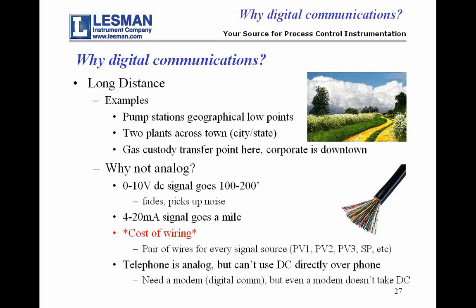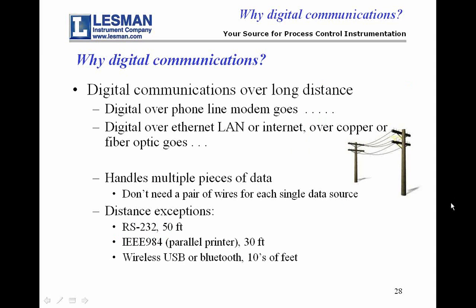Now, telephone is analog, but you can't put DC directly into a phone line like a 4 to 20. You still need a modem and the conversion stuff in order to get the information into a form that will run over a phone line. But once you go there, digital communications can go long distance. The example of the phone line modem can go easily across the city or across the state, across the country.